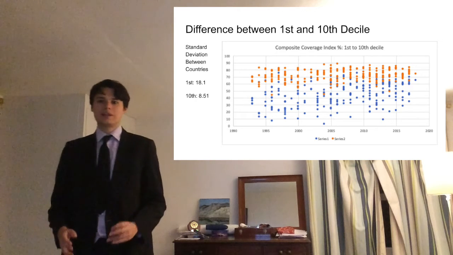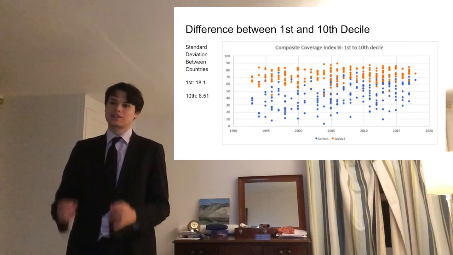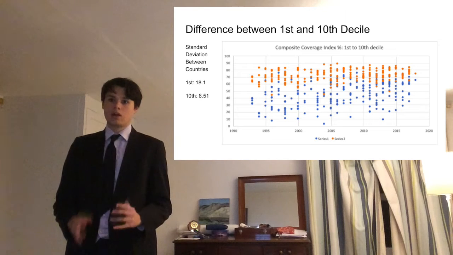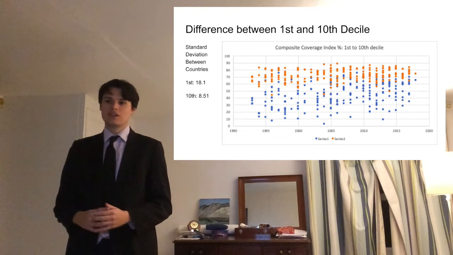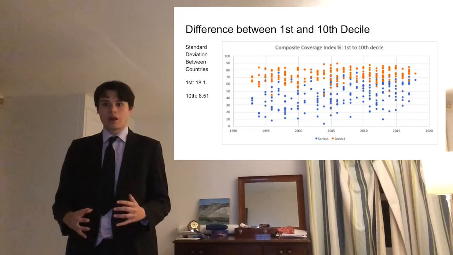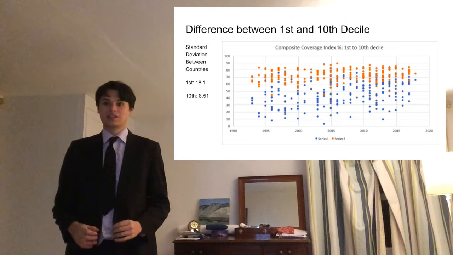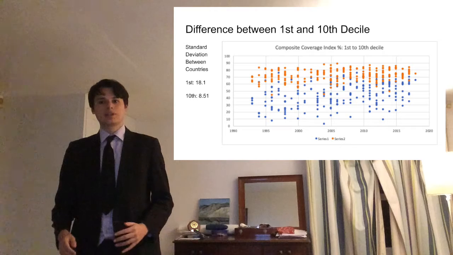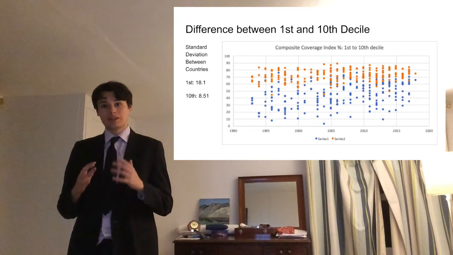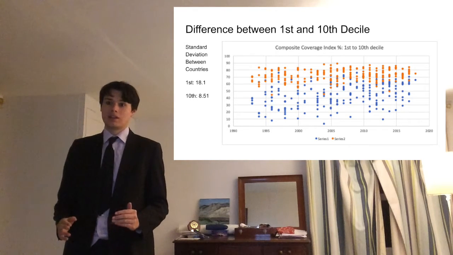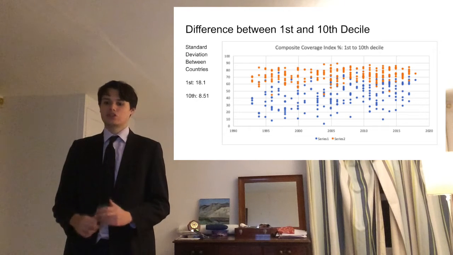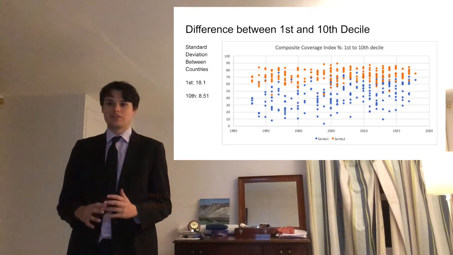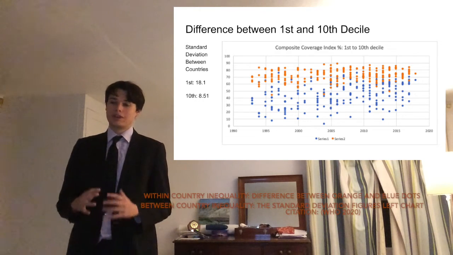We can also see the in-between country inequality by looking at the standard deviation of this data. Amongst the first wealth decile, the standard deviation is 18.1, and amongst the 10th wealth decile, the standard deviation is 8.51 percentage points. Therefore, we can see that when looking at the in-between country inequality, the poorest section of society shows a much greater standard deviation or a much greater level of inequality.